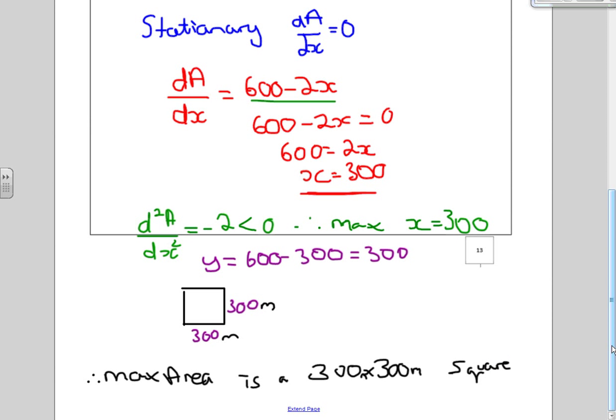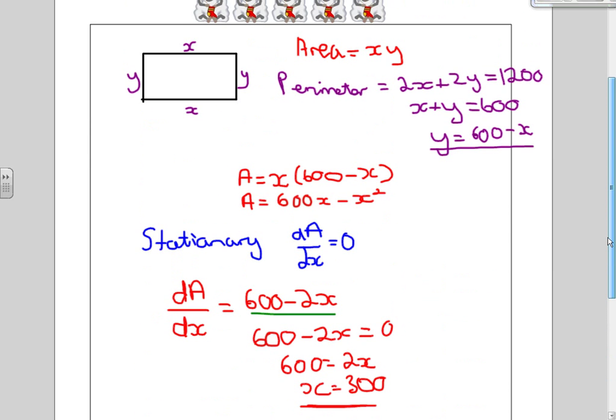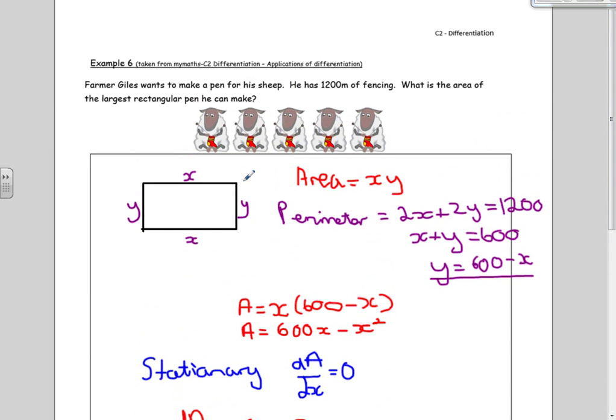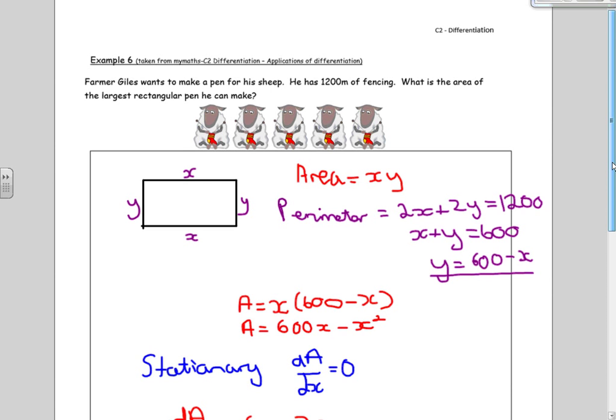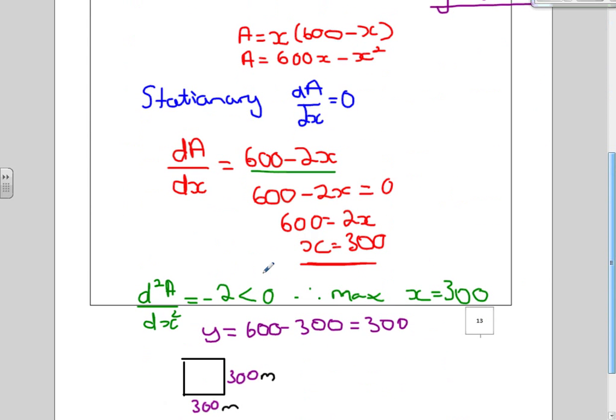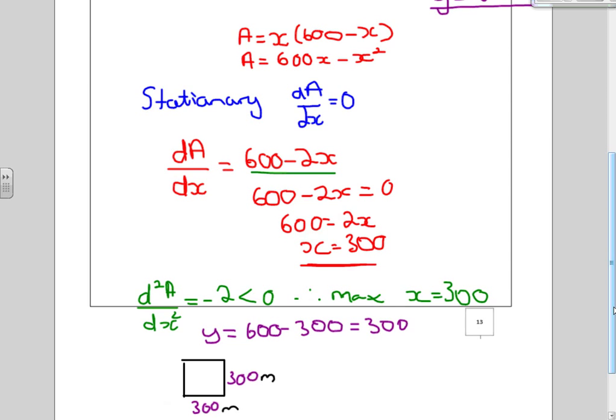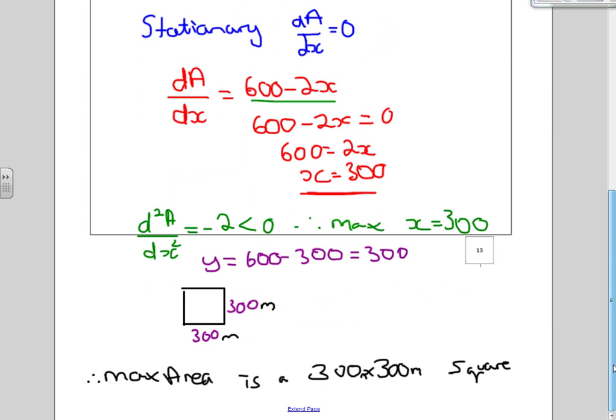So again now we've just gone through the steps on the previous page to see that a real life application of differentiation can find us, in this case, a maximum area using parameters which we are given. So we end up with a 300 by 300 meter square.